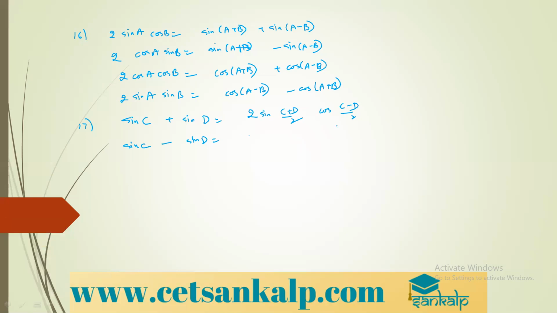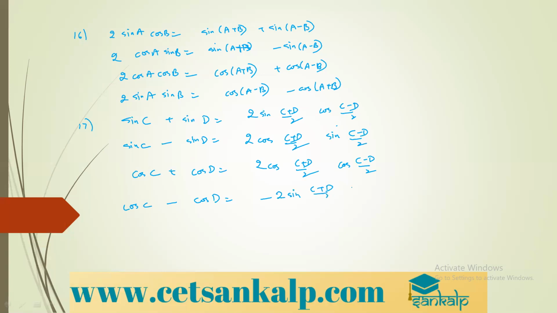So sin C minus sin D is 2 cos (C plus D)/2 sin (C minus D)/2. Cos C plus cos D is 2 cos (C plus D)/2 cos (C minus D)/2. And cos C minus cos D is minus 2 sin (C plus D)/2 sin (C minus D)/2.